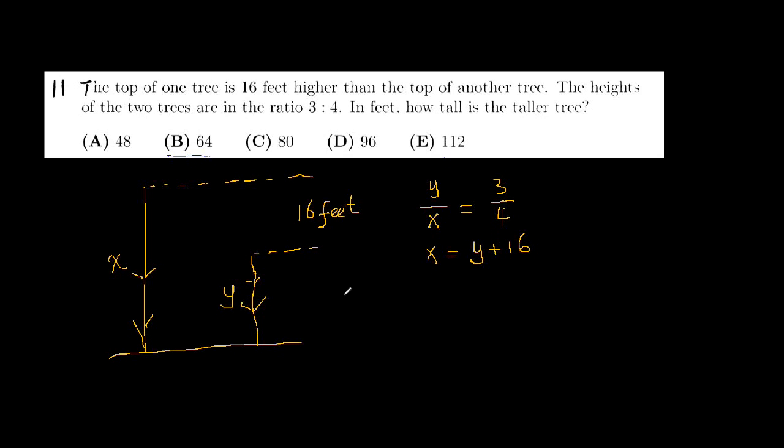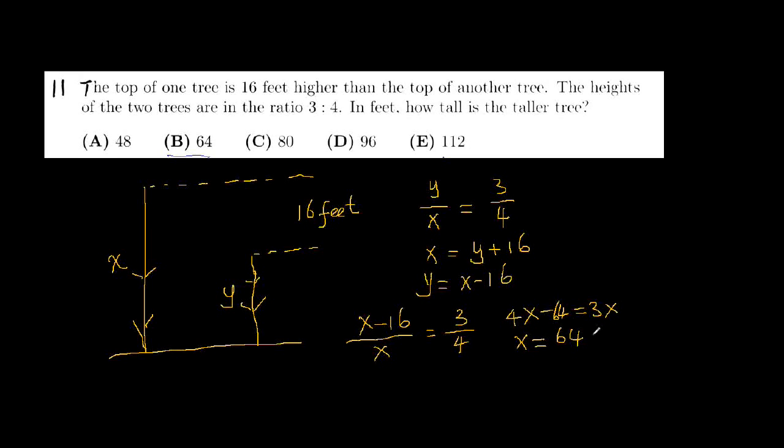So we have here y equals x minus 16. So we have x minus 16 over x equal to 3 over 4. Then we have 4x minus 64 equal to 3x. x equals 64. Answer is B.